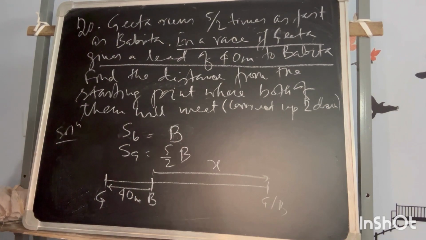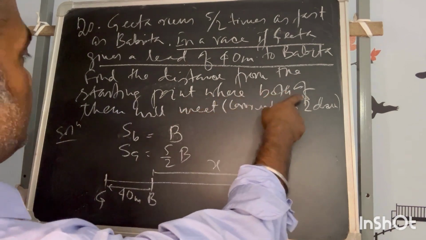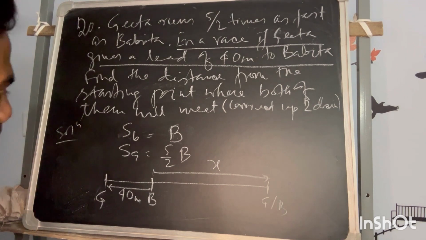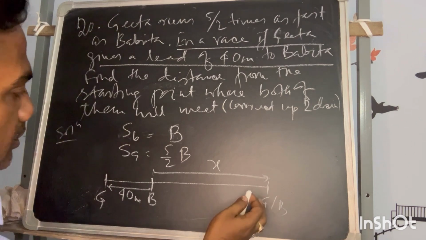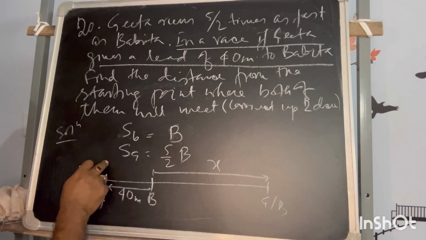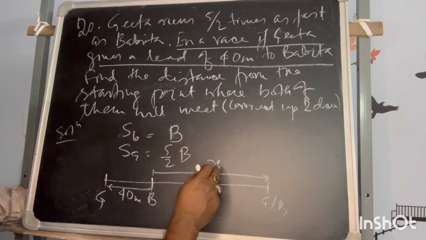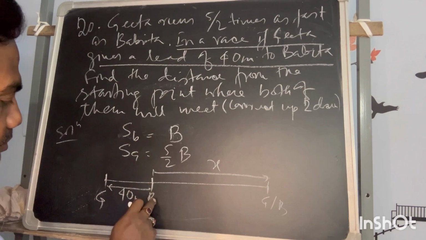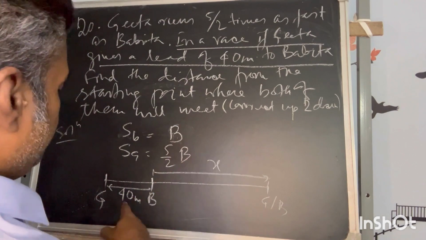Now it said find the distance from the starting point where both of them will meet. There could be answers with reference to the two persons. From Geeta's perspective, this is her starting point, and Babita has started from here. So if I find X, I have to answer accordingly, because Babita's starting point is here, Geeta's starting point is here.